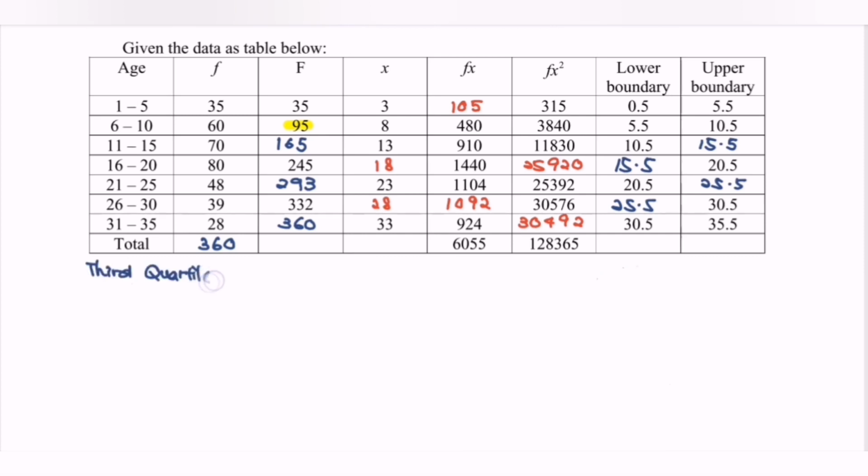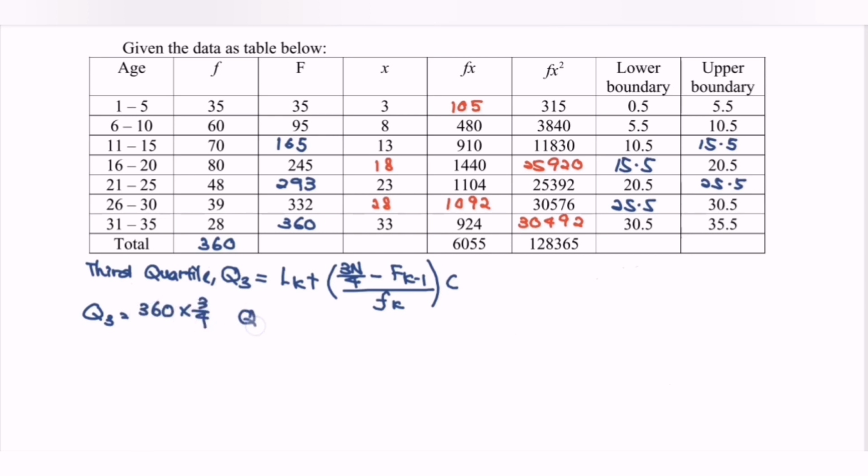Next is to find the third quartile, or we can denote it as Q3. The formula for the third quartile will be LK plus bracket 3N over 4 minus the FK minus 1 over the FK, multiplied with the class size. So next is to identify where is the location for Q3. Q3 is equal to 360 multiplied with 3 over 4. So the location for Q3 will be 270.